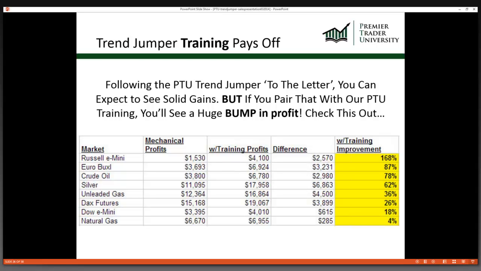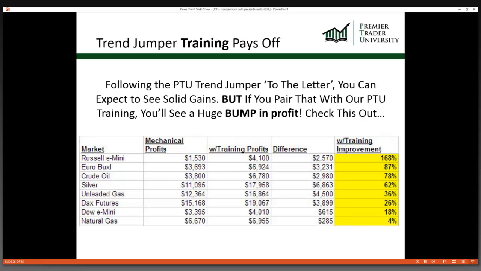This is something we put together a while back. I won't go over it in a lot of detail, but what I'm trying to show you here is the difference between mechanical and actually learning the training. Remember when I told you semi-automation versus automation? Automation on the first column is good. Semi-automation, which is with training, is better. It's not always dramatically better, but sometimes it is dramatic.